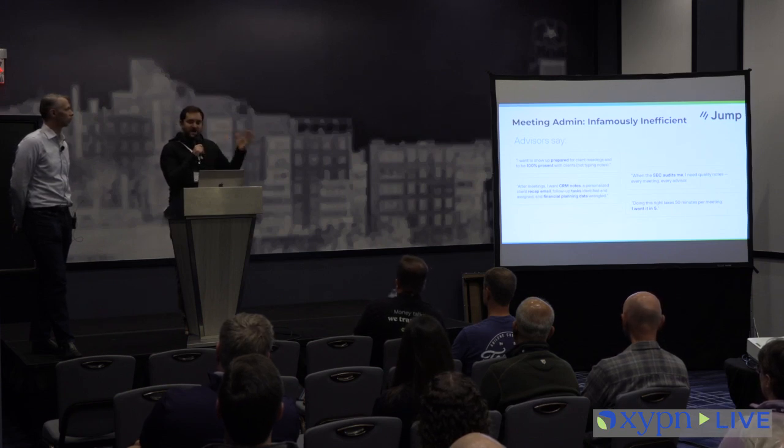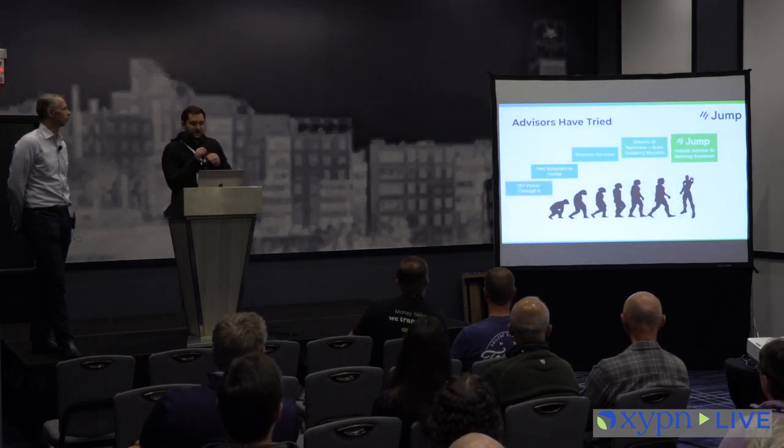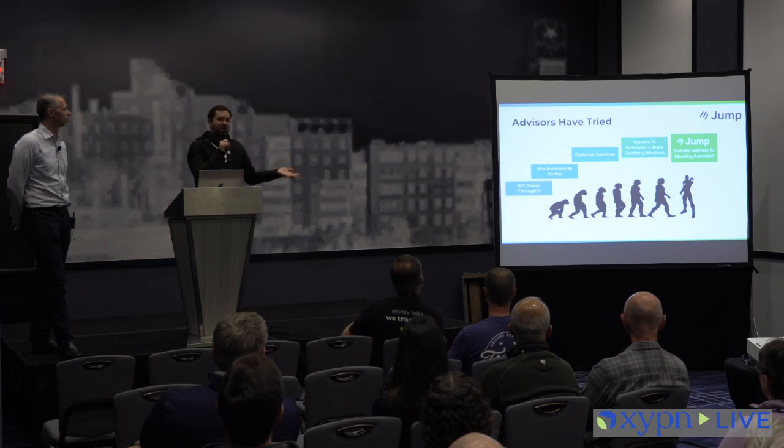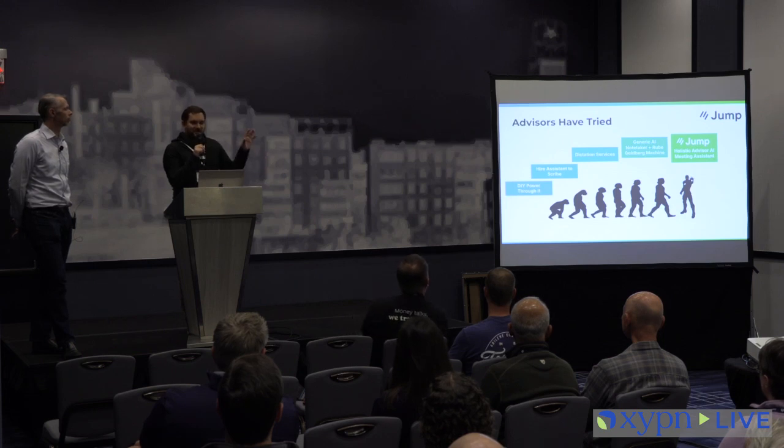It'd be nice if we could AI that and get it down to 5. And so this is essentially what Jump was created to do. And because this has been a long-standing problem, we quickly learned that advisors have done many things to try to lighten this load over time.